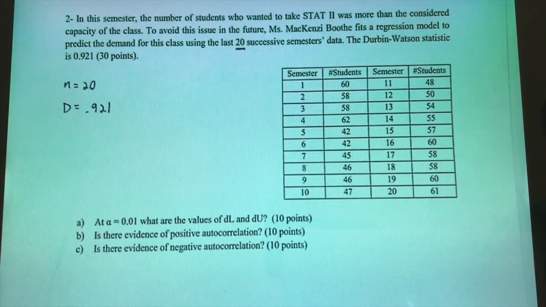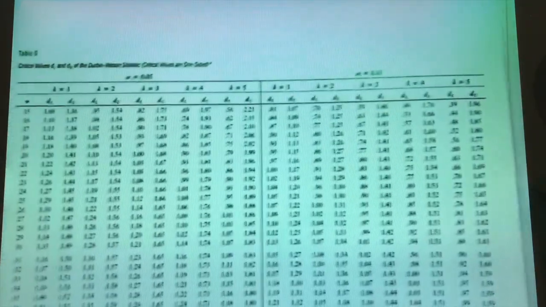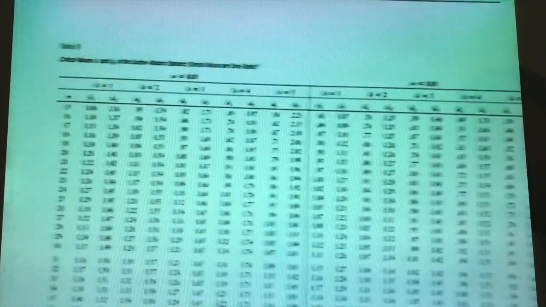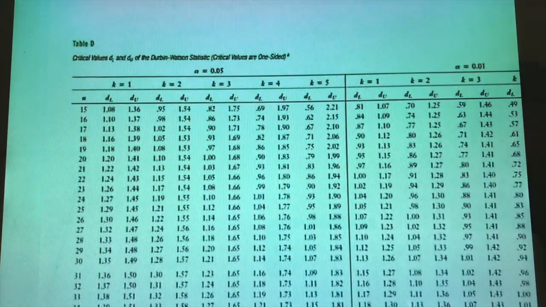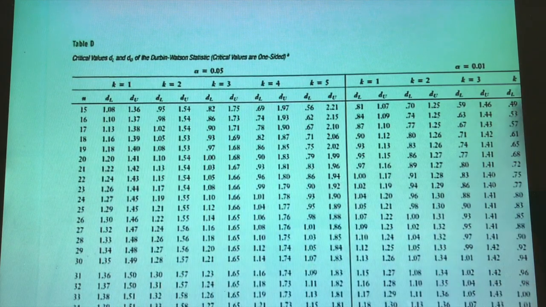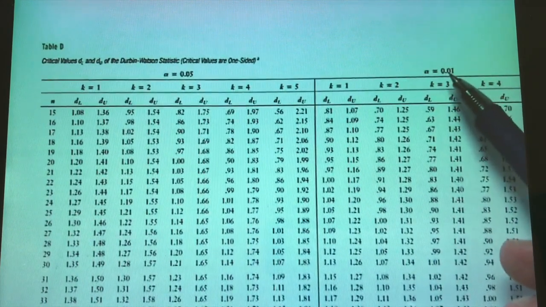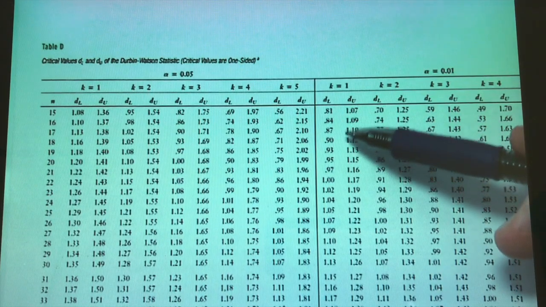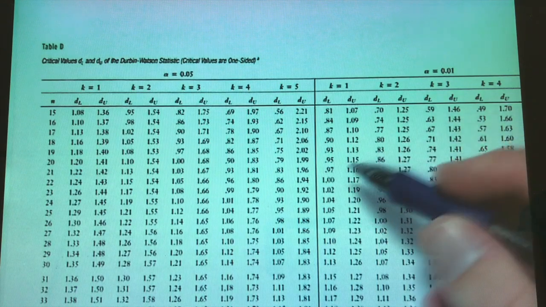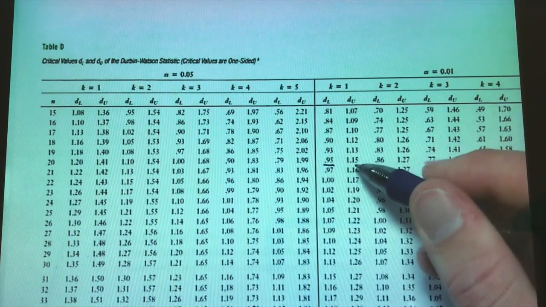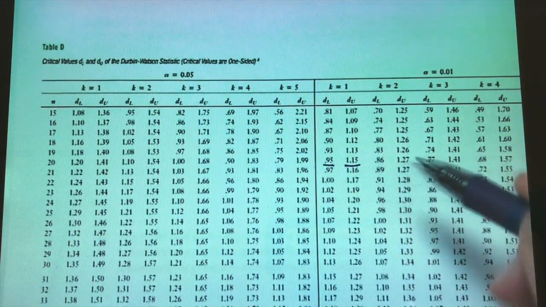So the first question, A, says at alpha 0.01, what are the values of DL and DU? So this is when you're going to look at your D table, and you're going to look at your N value. It's your N value, which is 20 right here, and come straight across to alpha 0.01, and your K is equal to 1, so you're going to come down to 20, and so your DL is going to be 0.95, and your DU is going to be 1.15.